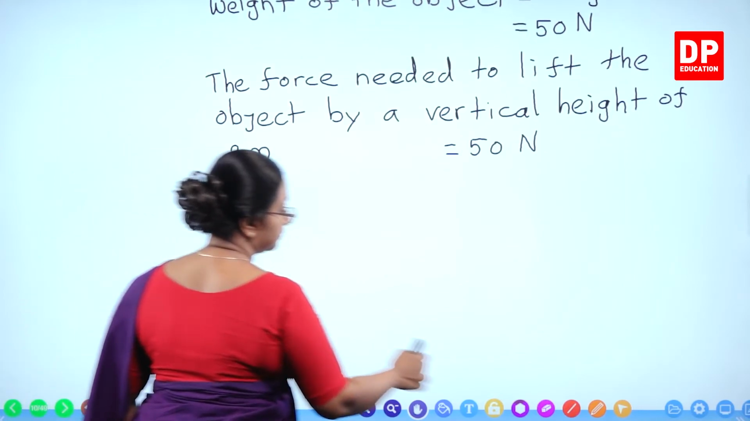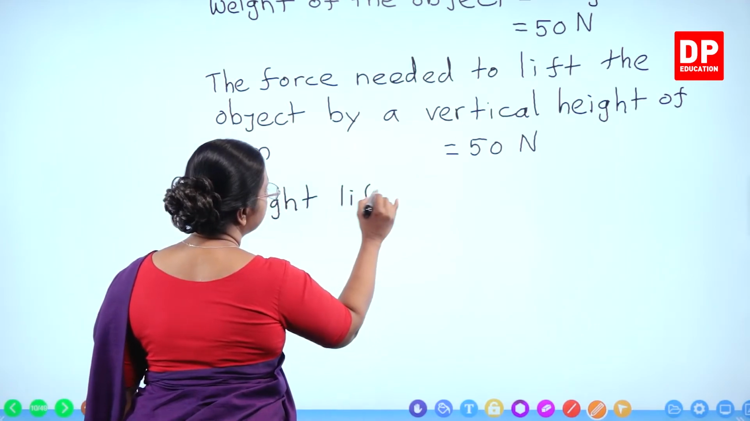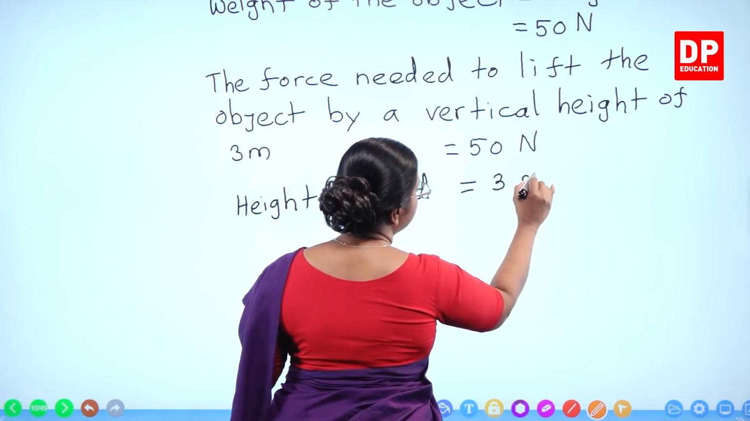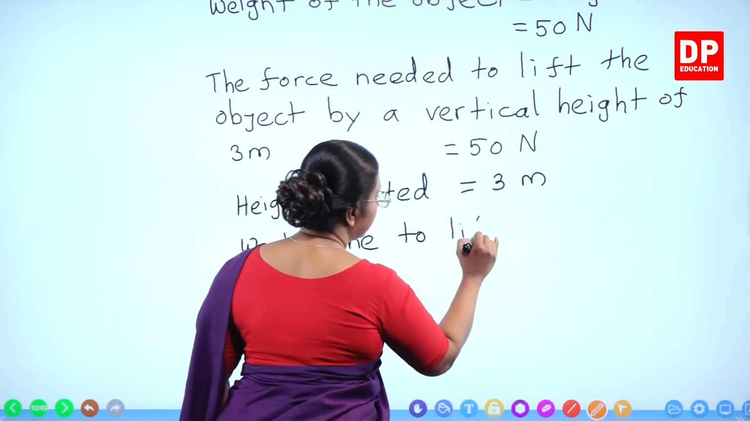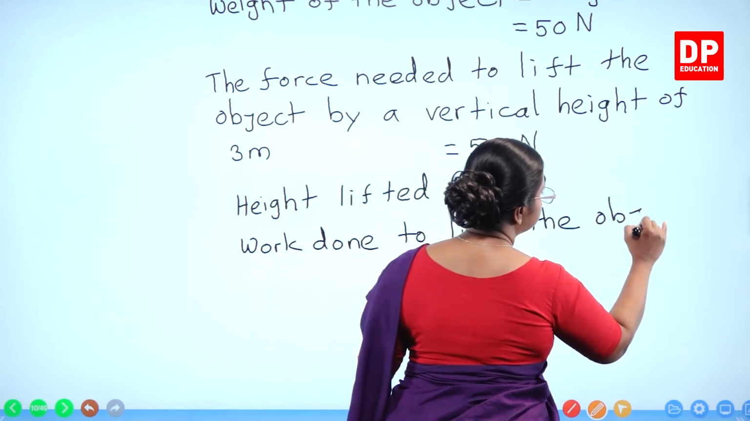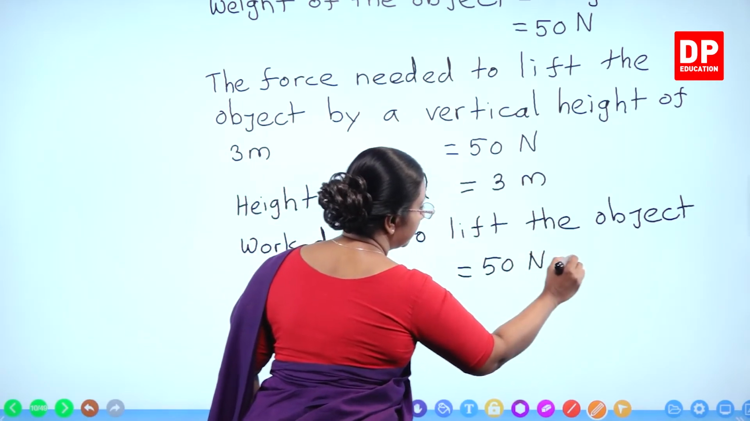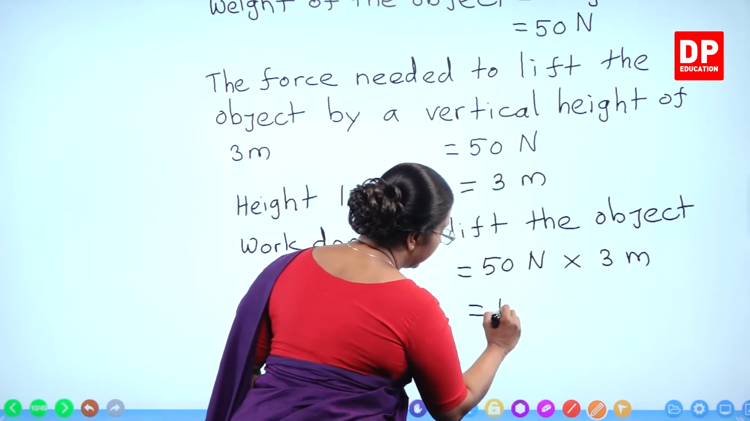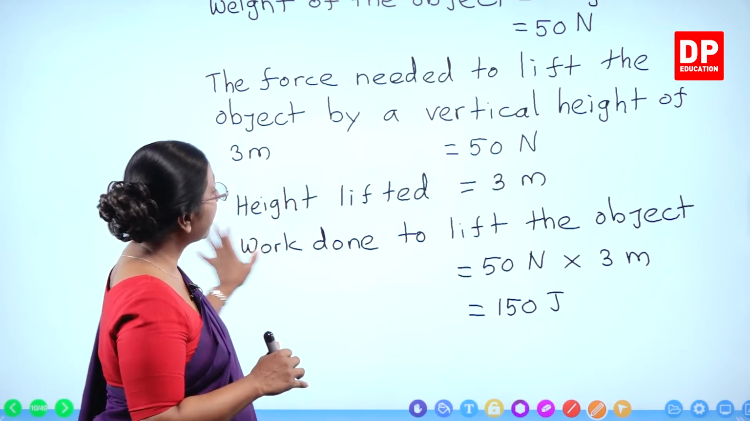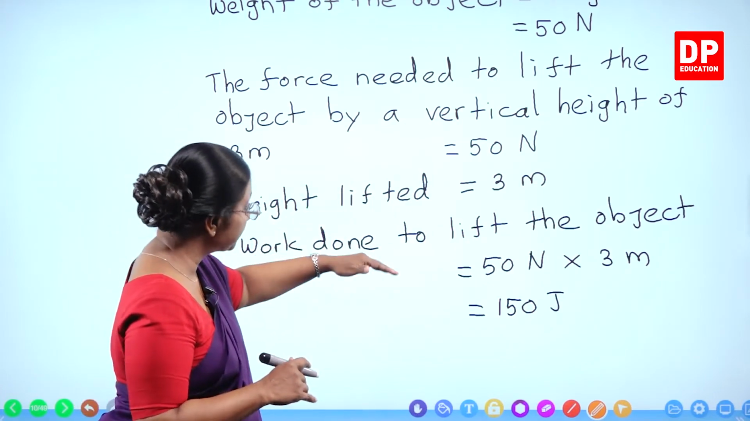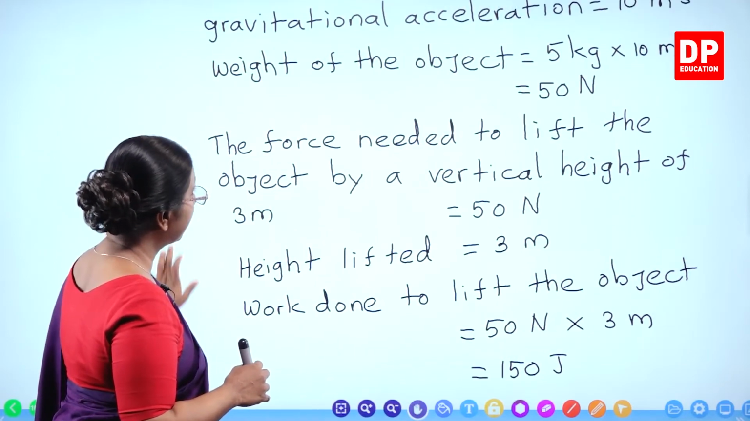Then the next step, height lifted is equal to 3 meters. Then we can say work done to lift the object is equal to 50 Newton into 3 meters. Again 150 joules. So like I told you all students, the same calculation, but the way we write the sentences, it's slightly different. The steps and the sentences are different, but the same calculation. The same thing that I did before, I have done it in a different method.